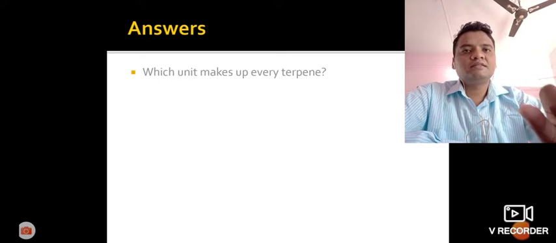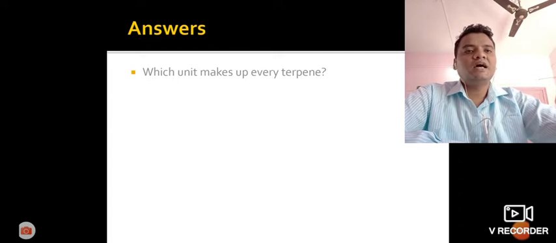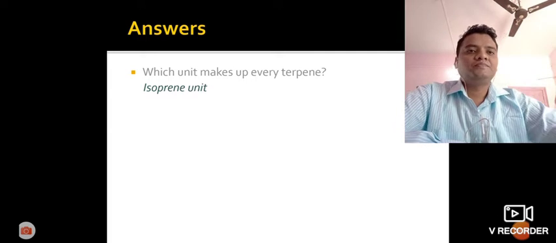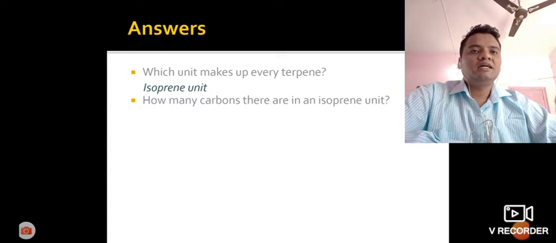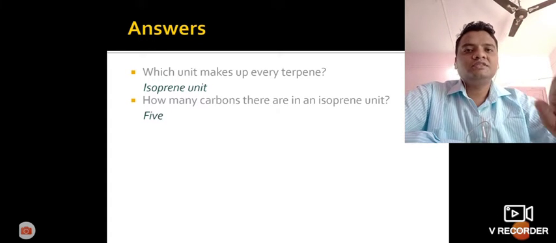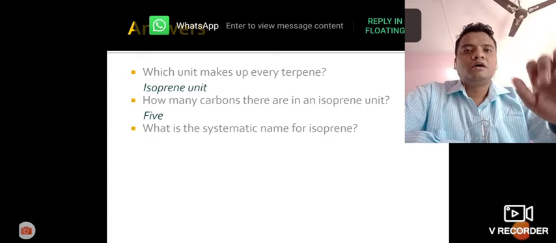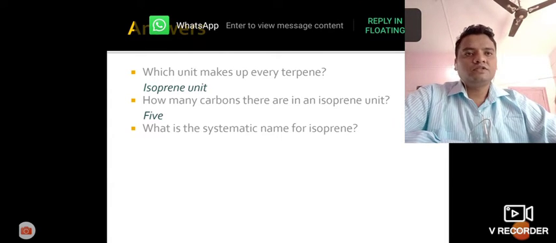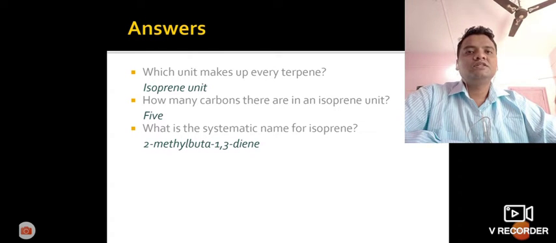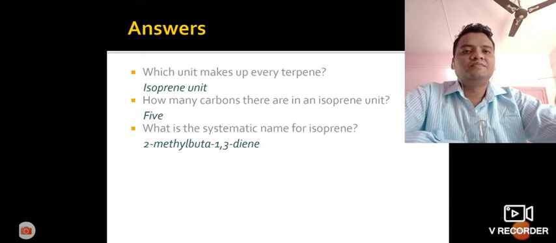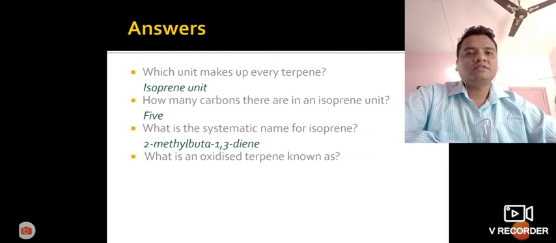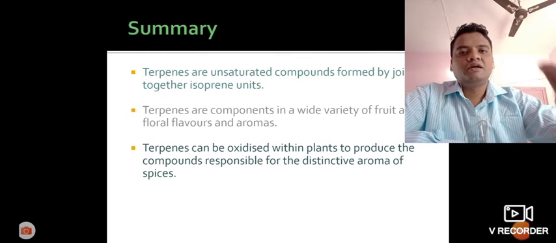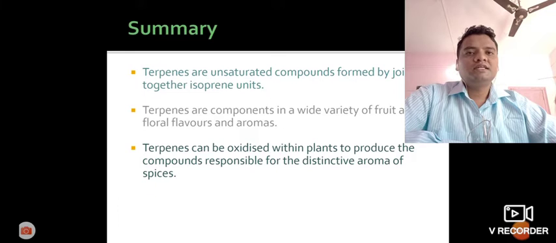I know that if you understood today's lecture, you can give the answers, and here are the answers to the questions. What unit makes up every terpene? The answer is the isoprene unit. Next, how many carbons are there in the isoprene unit? The answer is 5. Next, what is the systematic name for isoprene? Your answer is 2-methyl-buta-1,3-diene. Next, what is an oxidized terpene known as? Your answer is terpenoid.